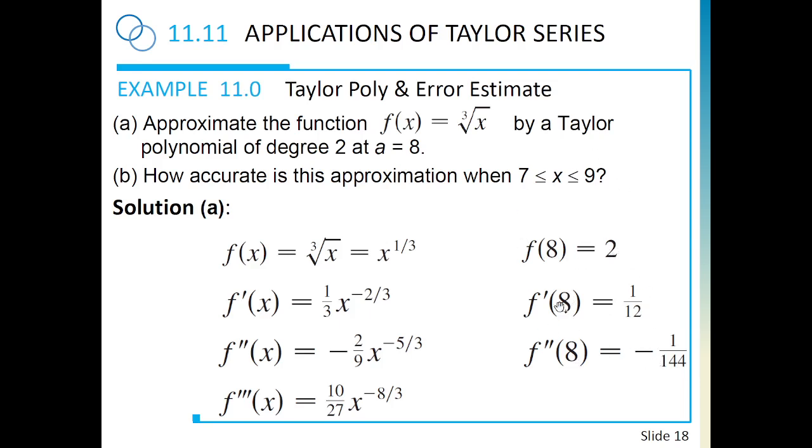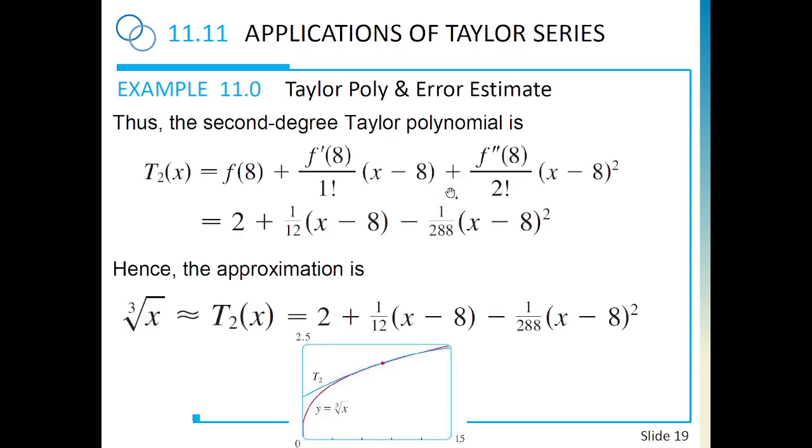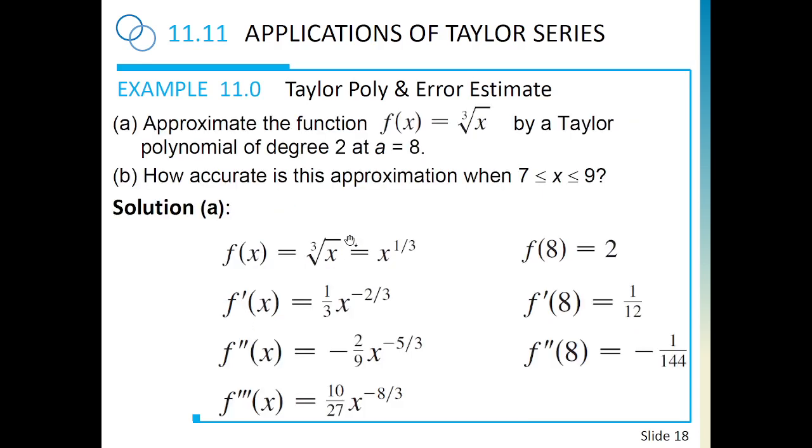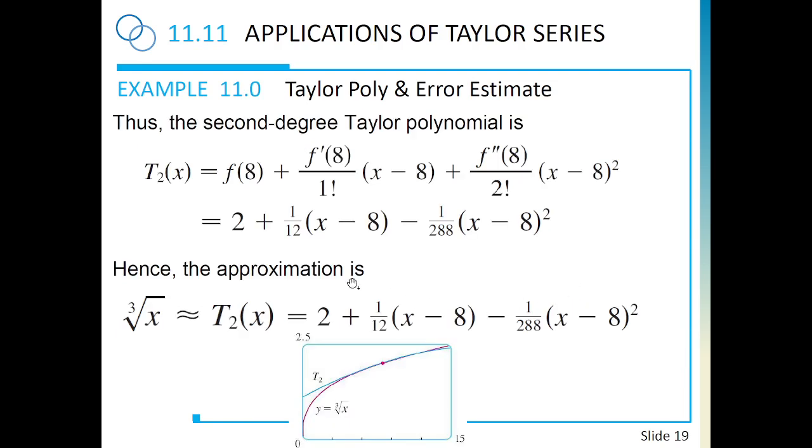So now we are going to use this in our formula for the Taylor polynomial of degree 2. Simply, we stop our Taylor series at degree 2. So that's our approximation. We have the coefficients that were computed here: 2, 1 over 12, negative 1 over 144. So we plug them into the formula and we get the expression for the Taylor polynomial of degree 2 centered at 8. So the approximation with the second degree Taylor polynomial centered at 8 of the function third root of x is given here. So it's just a simple computation.